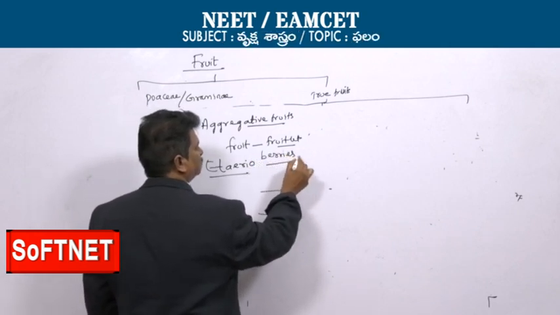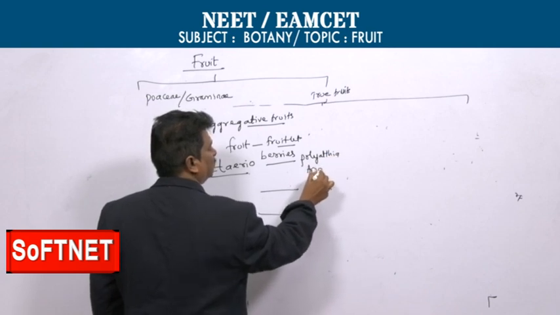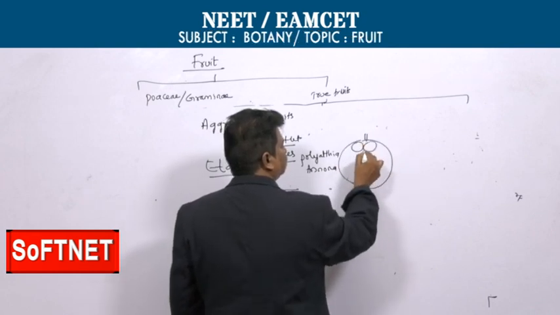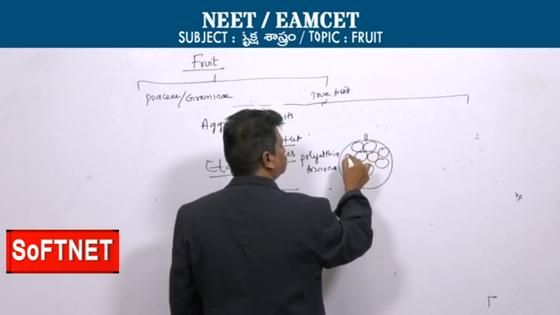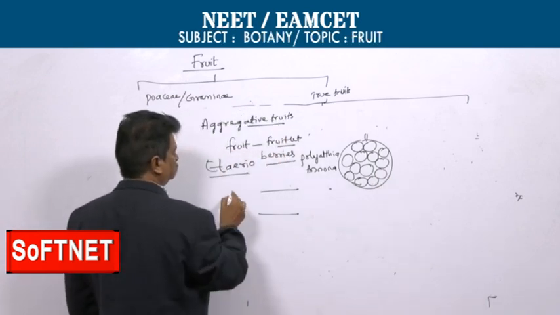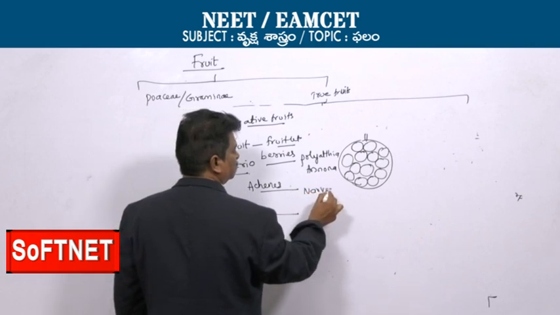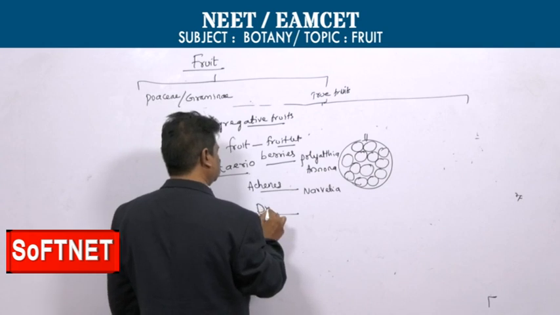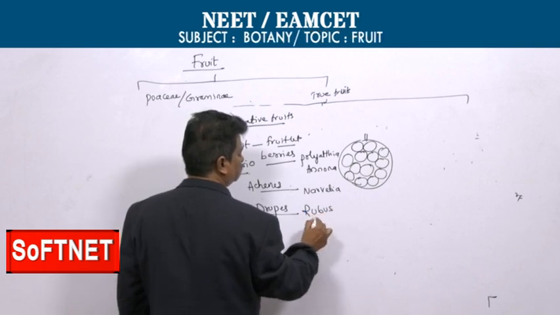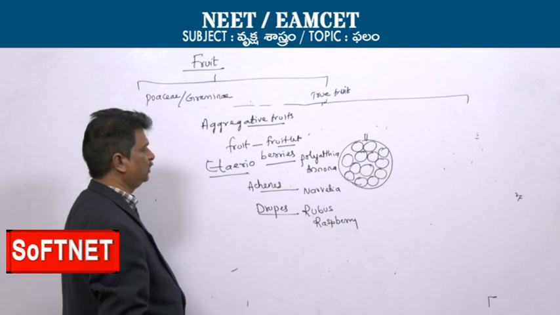Etaerio of berries is seen in Polyalthia and even Annona, custard apple. But in Annona, custard apple, all these fruitlets get fused and it looks like a single fruit. Next, etaerio of achenes, for example Naravelia. The next one, etaerio of drupes: Rubus, common name raspberry. These are aggregate fruits.